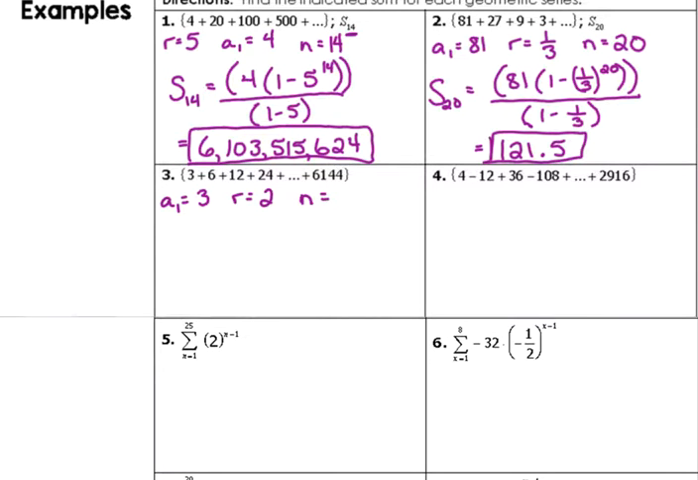So we got to throw a little intermediate step in here. We have to use our geometric sequence formula to find out if that last term that they give us, 6,144, is equal to the first term times our common ratio to the n minus 1. So we got to solve this for n. So we start by dividing by 3.